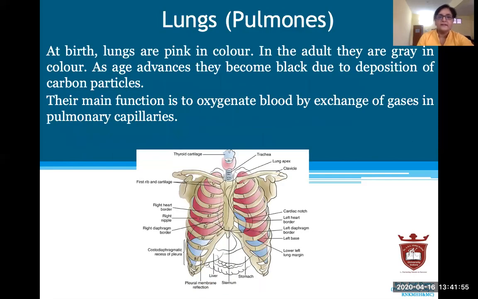At birth, lungs are pink in color. In the adult, they are gray in color. As age advances, they become black due to deposition of carbon particles. Their main function is to oxygenate blood by exchange of gases in the pulmonary capillaries.